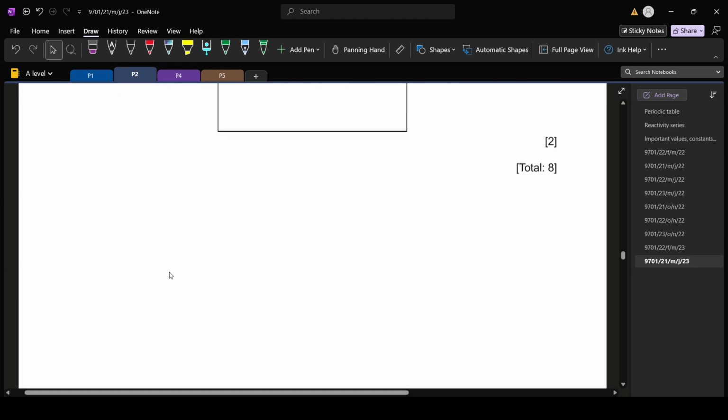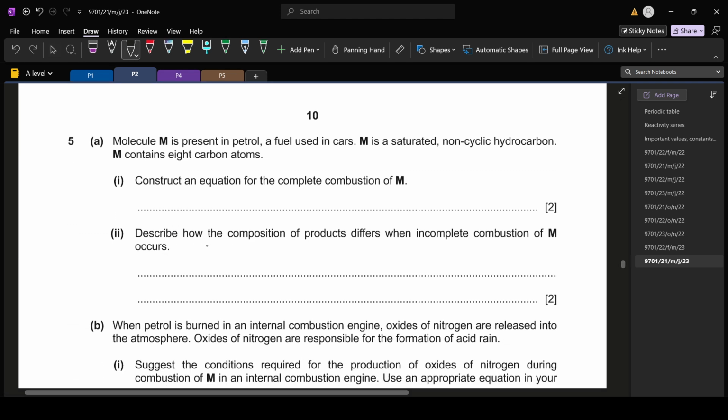Now moving towards next question, last question, question number 5. Molecule M is present in petrol, a fuel used in car. Okay, M is a saturated non-cyclic hydrocarbon. M contains 8 carbon atoms. So saturated means it has no double bond and no cyclic hydrocarbon, and it has 8 carbon atoms. So it means it is octane only.